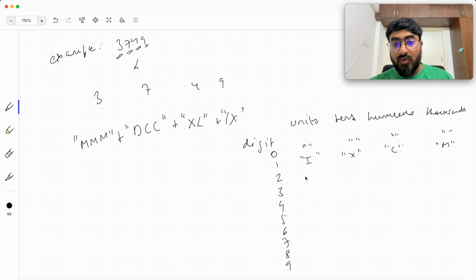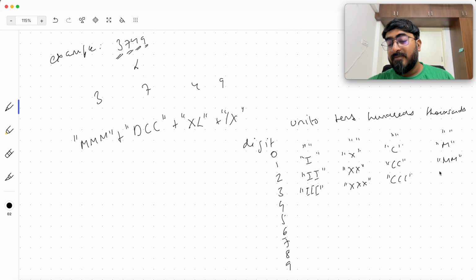Okay, for 2 in units digit we have II. For 20 we have XX. For 200 we have CC. For 2000 we have MM. For 3, simply value 3 is III. Okay, tens is 30 is XXX, 300 is CCC, and 3000 is MMM.